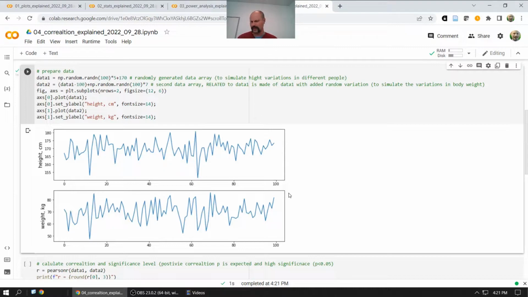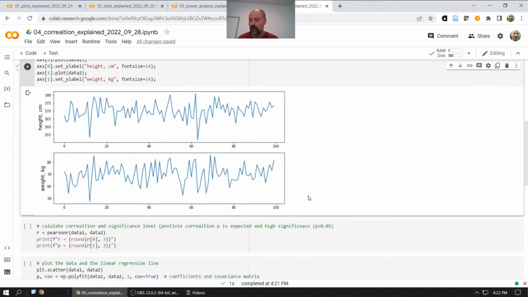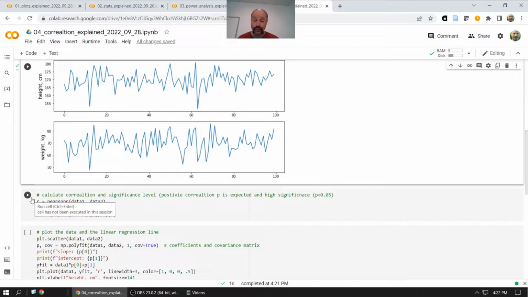So if we look at the variation of the data, we can already identify certain similarity in the variation. For example, here, a point which is very low on weight, and it corresponds to a point which is very low on height. But how to better visualize a similarity in the inter-individual variation, between individual variation of the two parameters? For this, it's useful to use scatterplot.